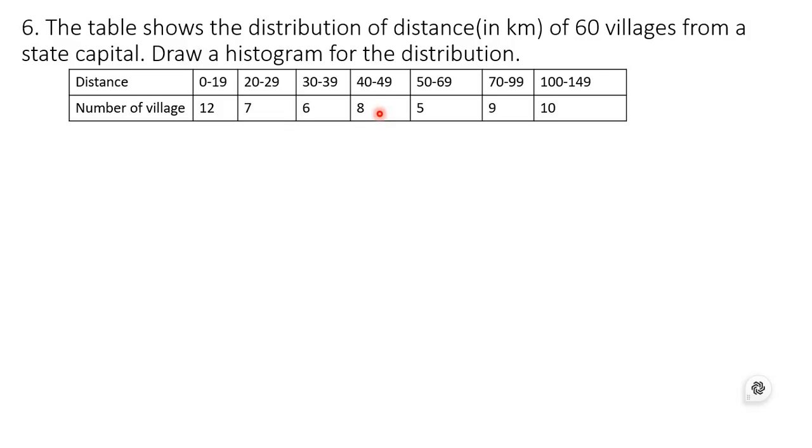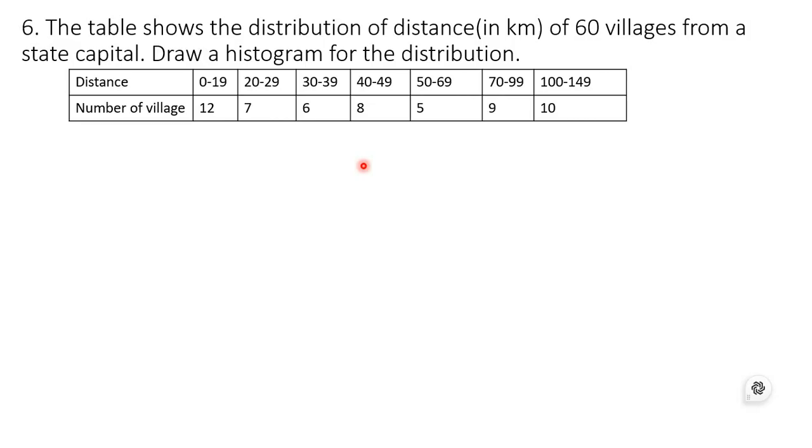50 to 69, we have 5 villages. 70 to 99, we have 9 villages. And 100 to 149, we have 10 villages. Now looking at this, I've already noticed that we are having unequal class interval. So we are going to be drawing a histogram for an unequal class interval.